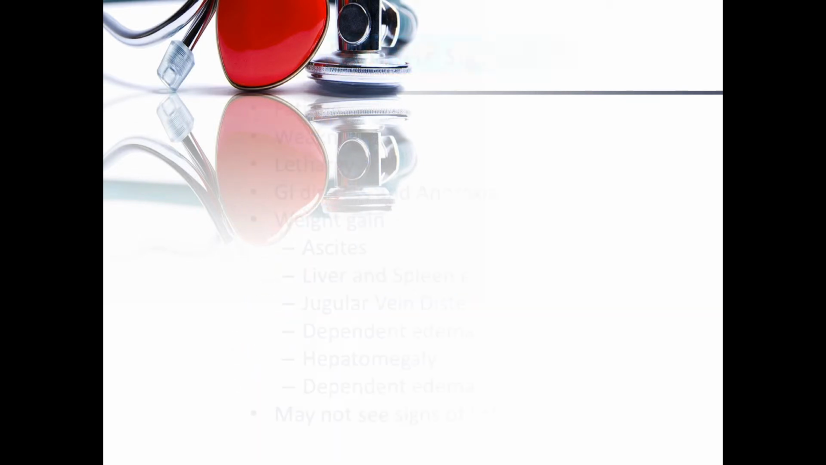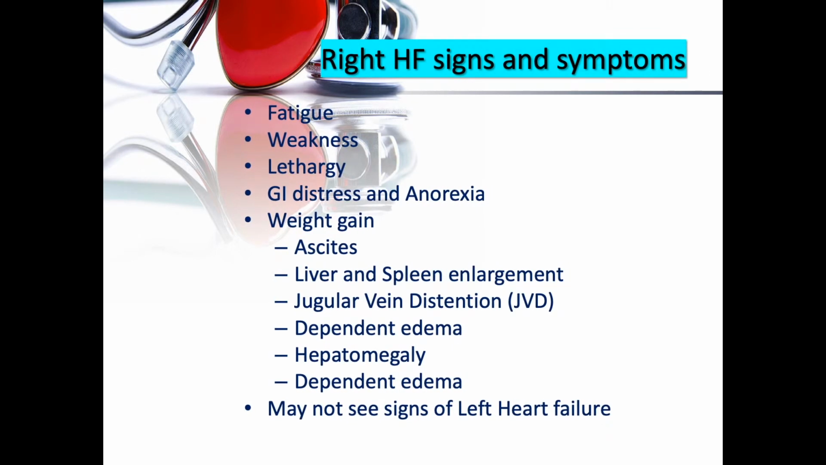Symptoms for right-sided heart failure include fatigue, weakness, lethargy, GI distress, and anorexia. Weight gain from ascites, liver and spleen enlargement. There can be jugular vein distension, dependent edema, hepatomegaly, and you may not see signs of left heart failure when the patient has right-sided heart failure.